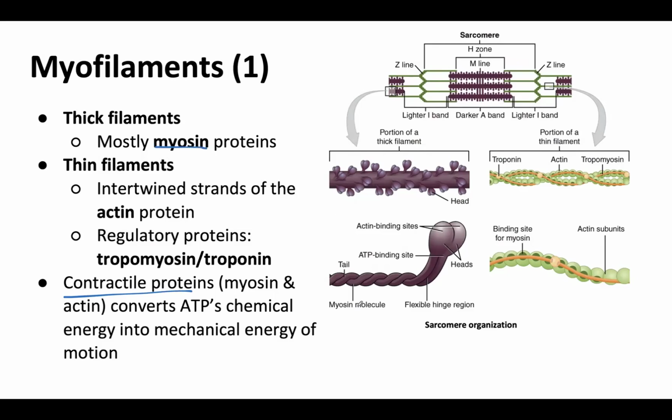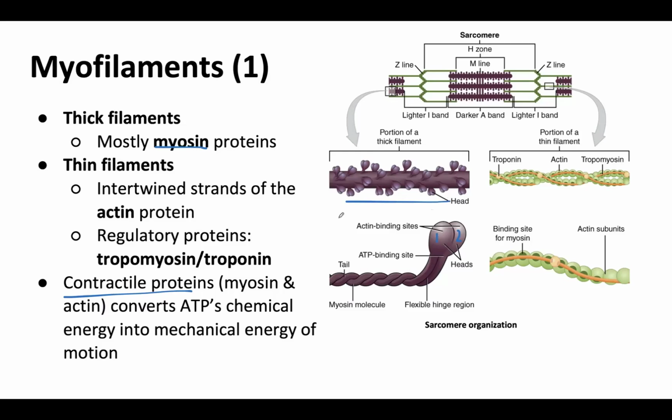Myosin molecules are shaped like two golf clubs that are interwoven with two kind of globular heads that are just going to be projecting from the tail. So a thick filament is going to be a bundle of all these golf clubs or myosin proteins. Thin filament is a little more complicated.